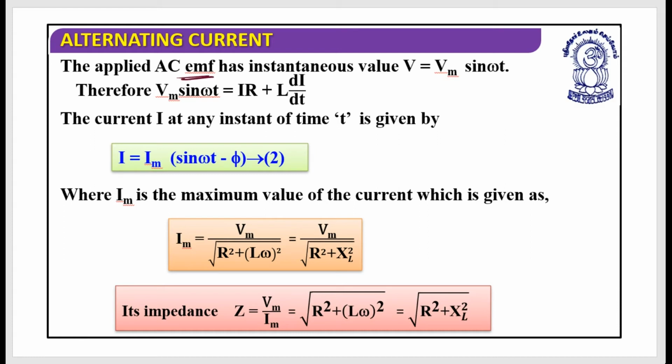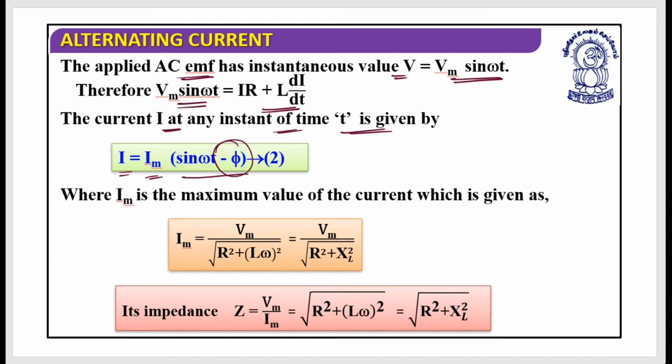So in this, the applied AC EMF has an instantaneous value of V, which is equal to Vm sine omega t, and from this I could have this relation that V is equal to Vm sine omega t, that is equal to IR plus L di by dt. So the current I at any instant of time could be written as I is equal to Im sine (omega t minus phi).